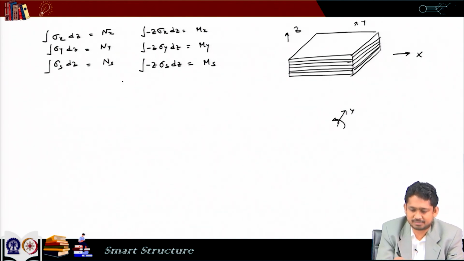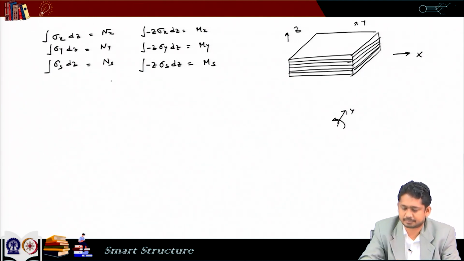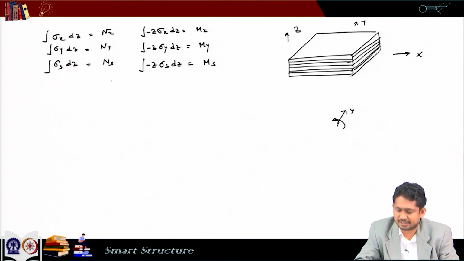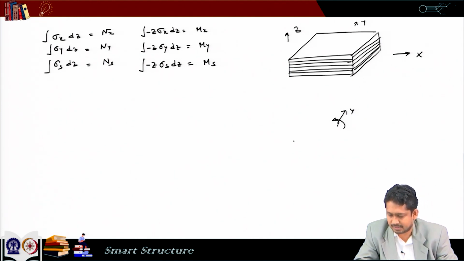So, today we have to get these quantities and relate these quantities n x, n y, n s, m x, m y, m s with respect to the strain components, and accordingly this relation comes with respect to the displacement components as well. Now, before doing that, let us define a few things. So, let us look at the stack of plies as this. So, we are looking at it just from one side. So, we get to see something like this.